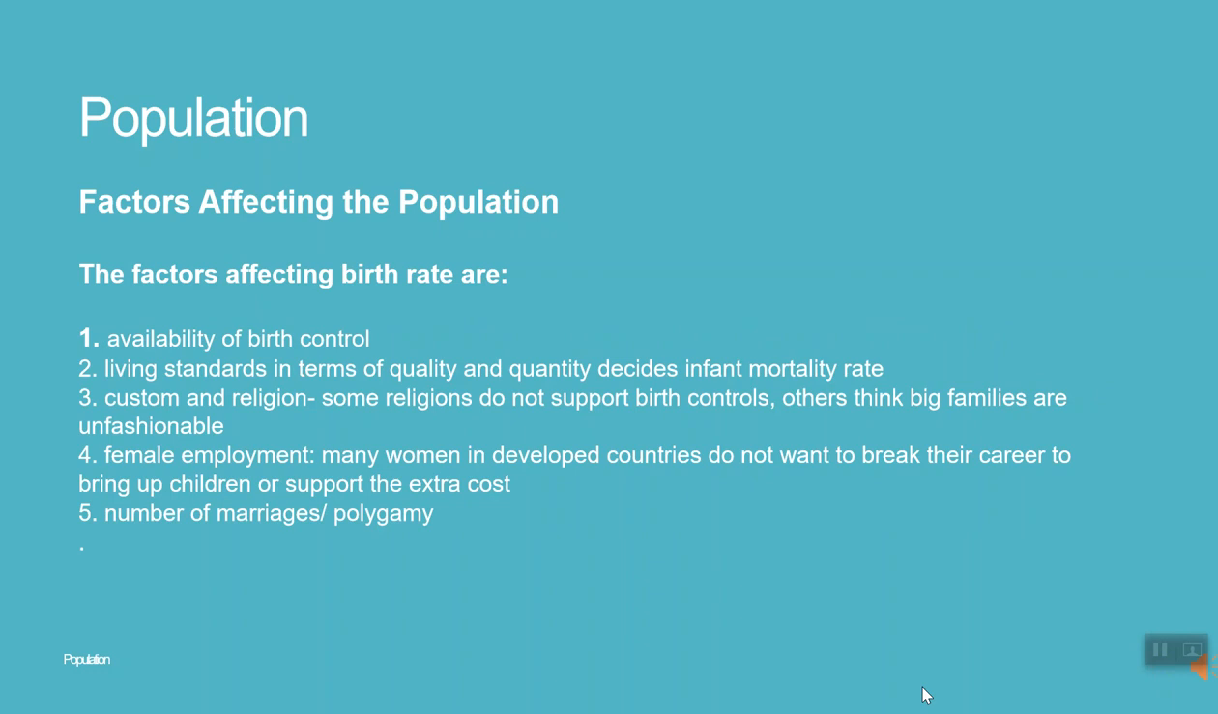The factors affecting birth rate are: 1. Availability of birth control. 2. Living standards in terms of quality and quantity decides infant mortality rate. 3. Custom and religion. Some religions do not support birth controls, others think big families are unfashionable. 4. Female employment. Many women in developed countries do not want to break their career to bring up children or support the extra cost.